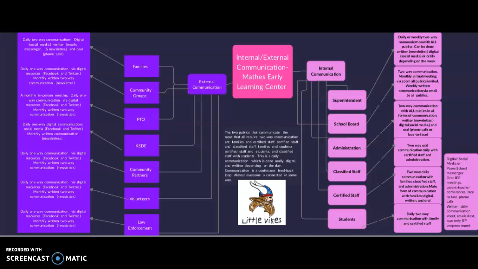I would say a lot of the communication is a constant, continuous feedback loop. Everyone kind of talks to everyone. We're in a small community, so you have to watch what you say.